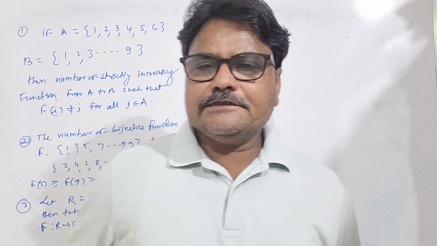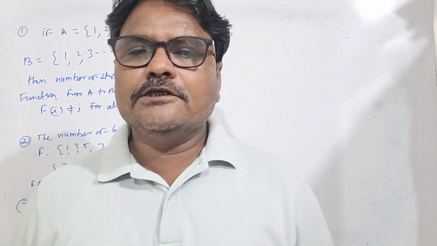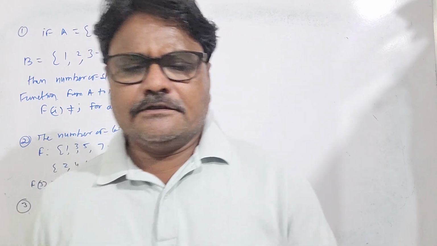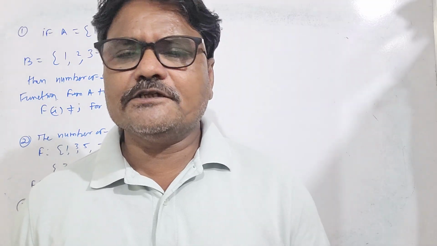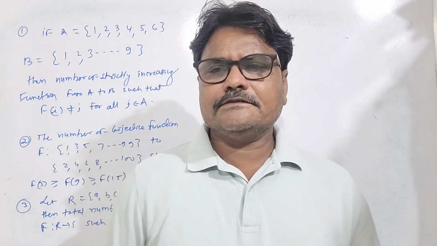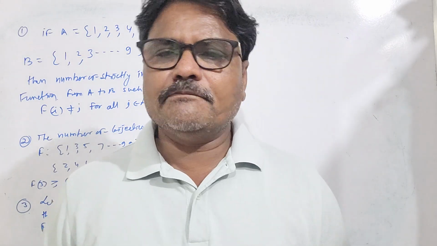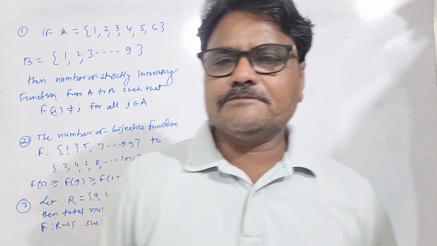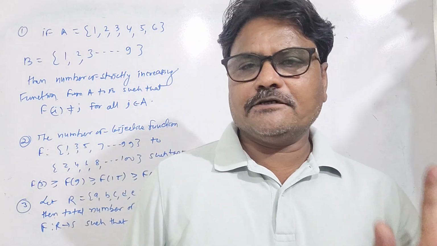Hello everyone. In this video, we will deal with three problems of finding the total number of functions which are one-one or onto. Simply finding the total number of functions is very easy; you can use the formula: the number of elements in the codomain set to the power of the number of elements in the domain set. That is the formula to find the total number of functions from set A to set B, where set A is the domain set and B is the codomain set.